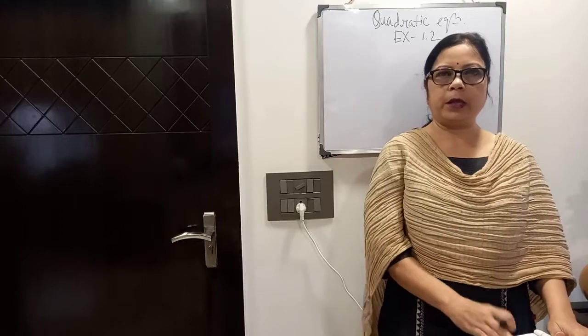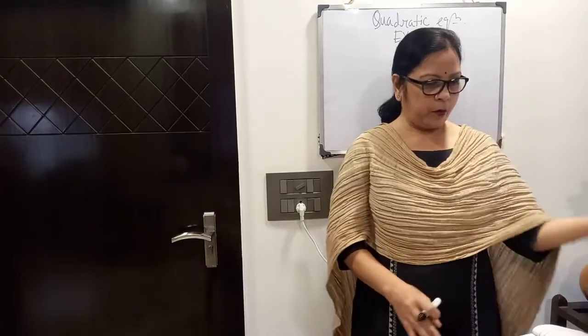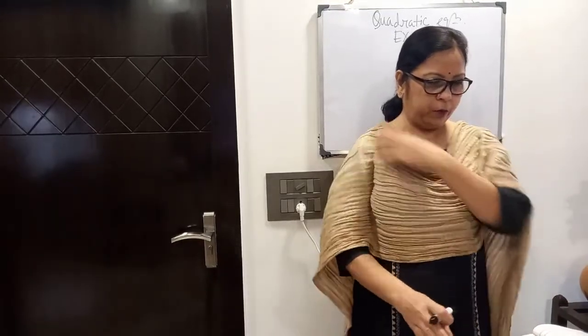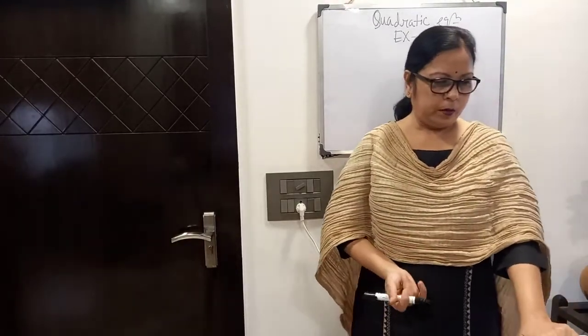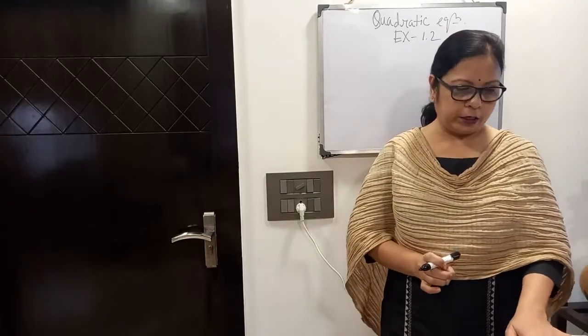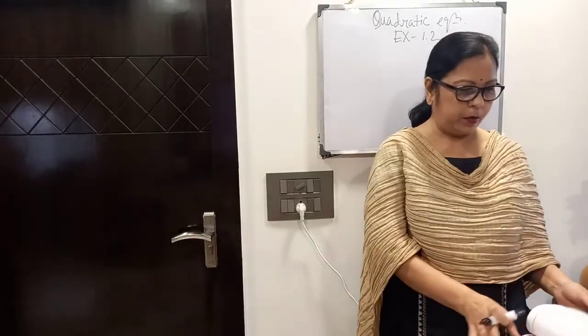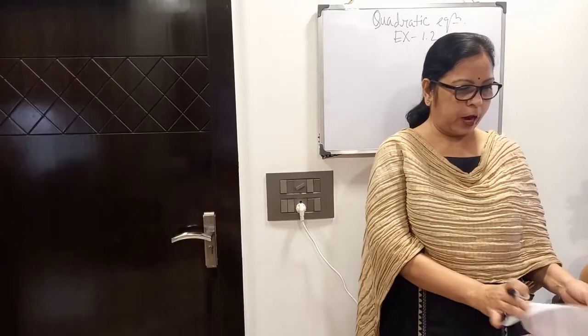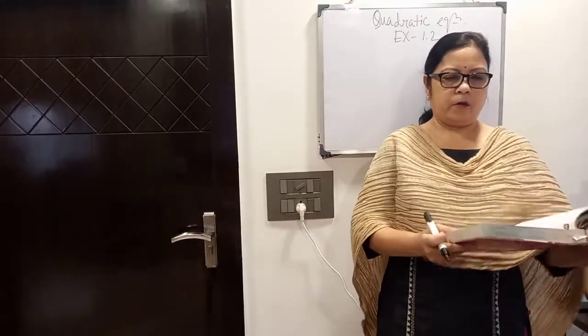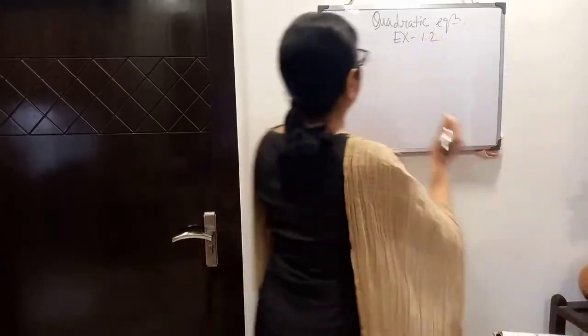by different methods. First, in exercise 1.2 I will teach you how we can solve different equations either by middle term factors or by cross multiplication. And in the next chapter I will be teaching you Sridhar Acharya's formula. Clear? Now I am starting from exercise 1.2, sum number 6.